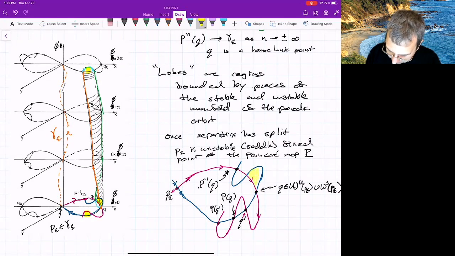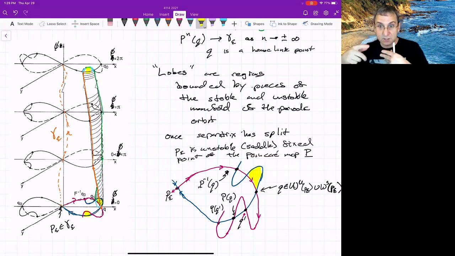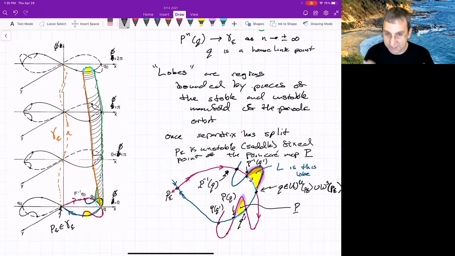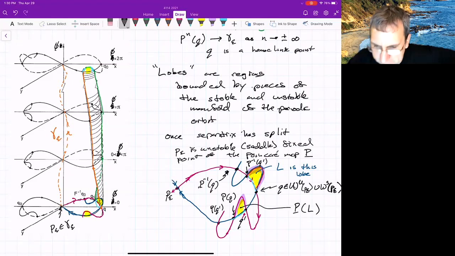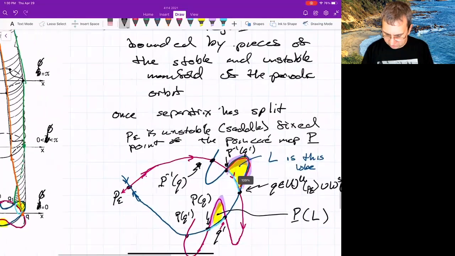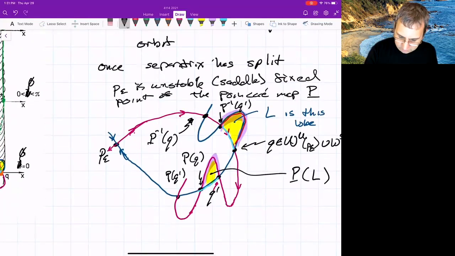Here's a lobe. It's a piece of this Poincaré section. Maybe we'll call it L. L is this lobe. And where does that map to? So if you were to take that entire chunk of phase space, this is what it maps to. And now there are some consequences that show up. And I could try to do it in this sketch and then maybe do a better one. But this is P of Q prime.